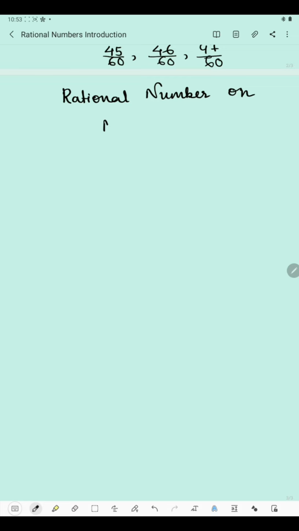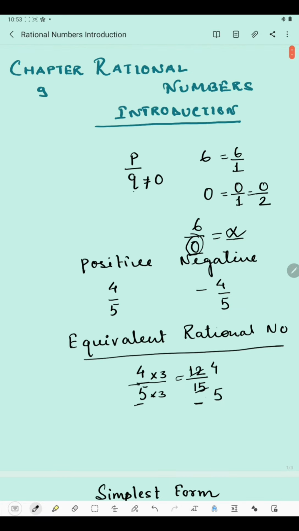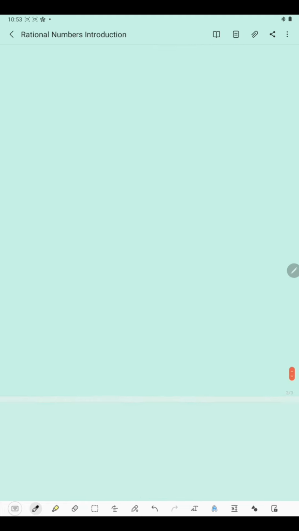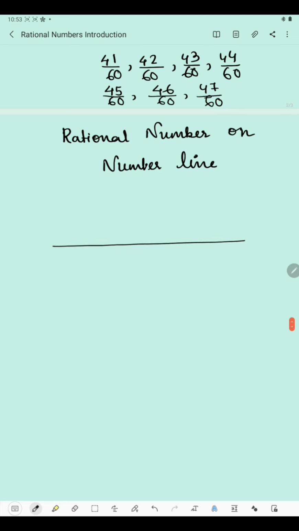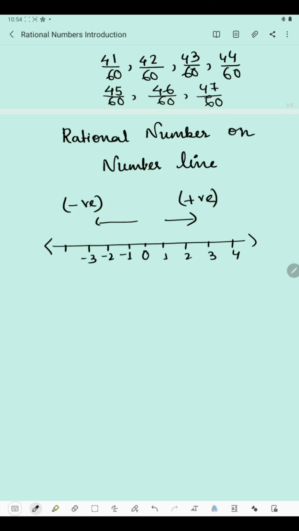Okay, on the number line. Now here we have seen that there are two types of rational numbers. One is positive and another is negative. So if I draw the number line, suppose this is our number line. So here we can place 0. The right side of 0 is all positive rational numbers and the left side of 0 is all negative rational numbers. Okay, now here suppose 1, 2, 3, 4, and before 0 is -1, -2, -3, -4, and so on.